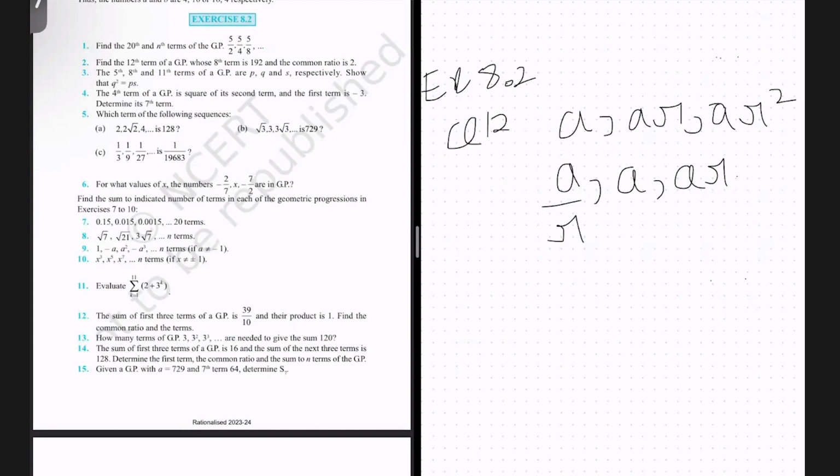So that is how it's done, and that is what helps us all here. So let us assume the first three terms of the GP as A by R, A and AR. Mind you, the common ratio is still going to be R, but I've just assumed the terms such that R gets cancelled out.